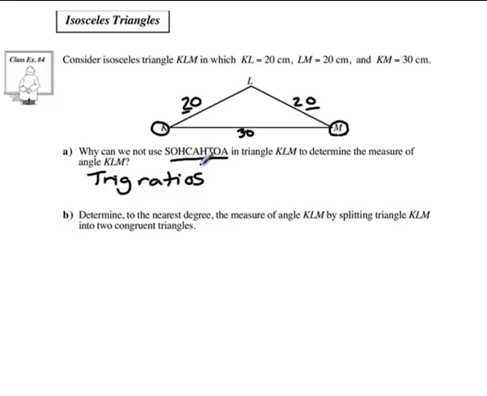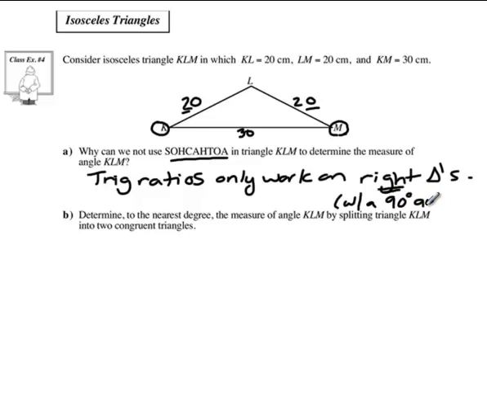And that's what SOHCAHTOA is. It explains our trig ratios. Trig ratios only work on right triangles. And when I say right, I mean triangles with a 90-degree angle in them. An isosceles triangle does not have a 90-degree angle in it.